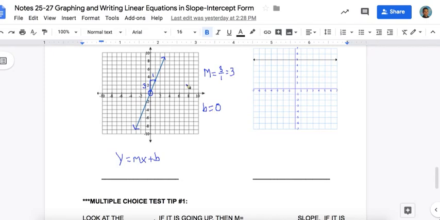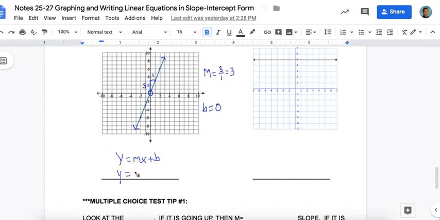Now let's make sure we got the right slope. 1, 2, 3 over 1. Okay, and let's go the other way. Down 1, 2, 3 over 1. And it looks like we have a corner. 1, 2, 3 over 1. It looks like we have another corner. So my slope of 3 is correct.